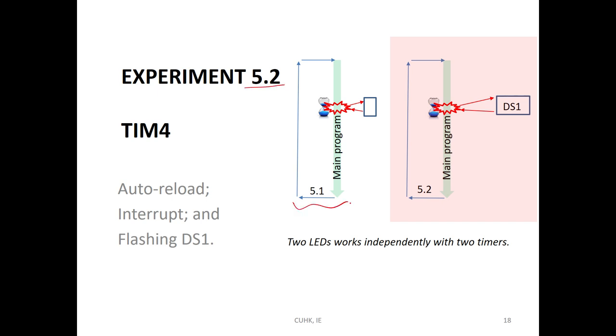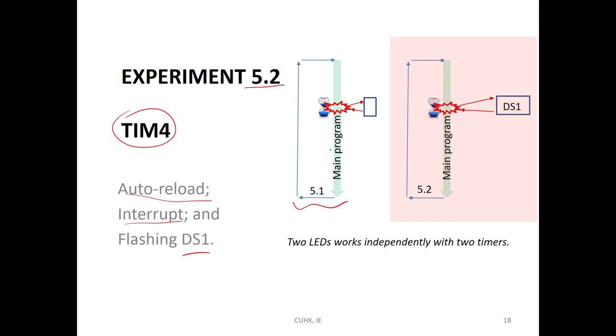Now, experiment 5.2 is given by 5.1. You duplicate and modify the program to control another timer, Timer 4, with auto reload, using the interrupt function, to control another LED. That means the two timers work independently.